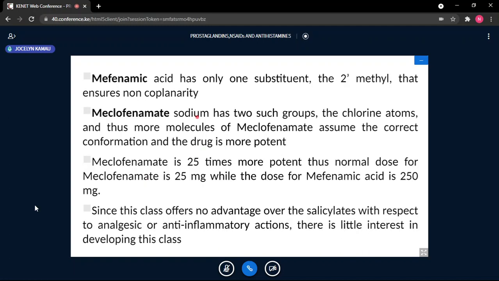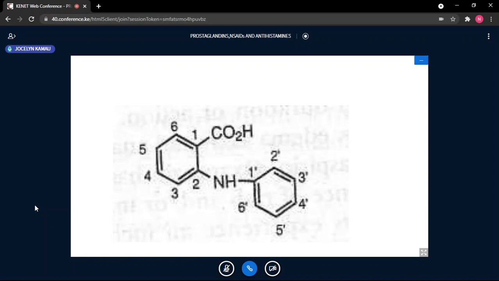When you have 2, then you have more steric hindrance. Mefenamic acid has only one substituent, the 2' methyl, that ensures non-coplanarity. Meclofenamate has 2 such groups, the chlorine atoms, and thus more molecules of meclofenamate assume the correct conformation, and the drug is more potent. Since this class offers no advantage over the salicylates with respect to analgesic and anti-inflammatory actions, there has not been much development in this class, apart from those drugs that we have looked at.